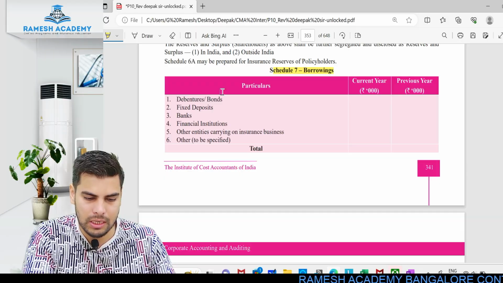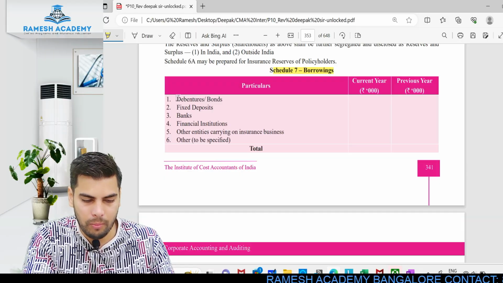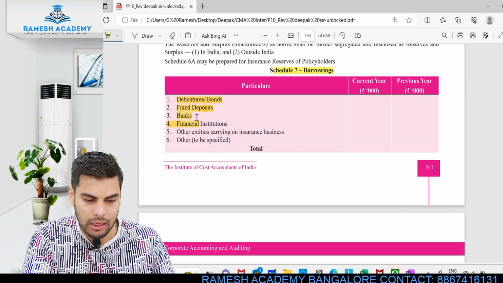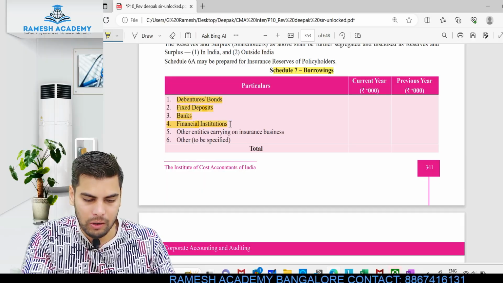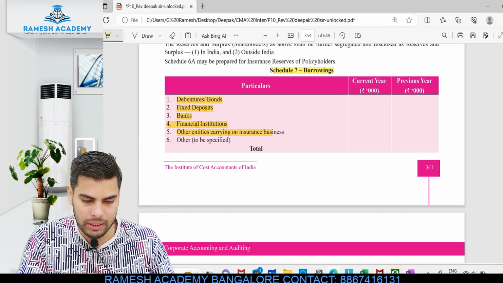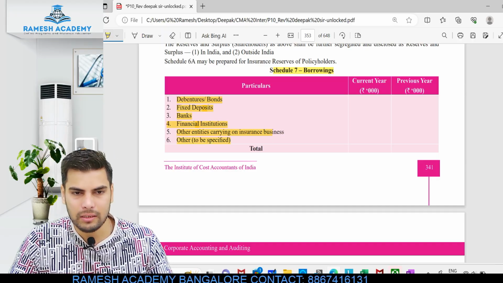Let's look into this. So, the amount of borrowing in the form of debentures or bonds, amount of borrowing in the form of fixed deposit, amount which we have borrowed from the bank or financial institution, amount which is borrowed from other entities which are carrying on the insurance business, and any other entities.